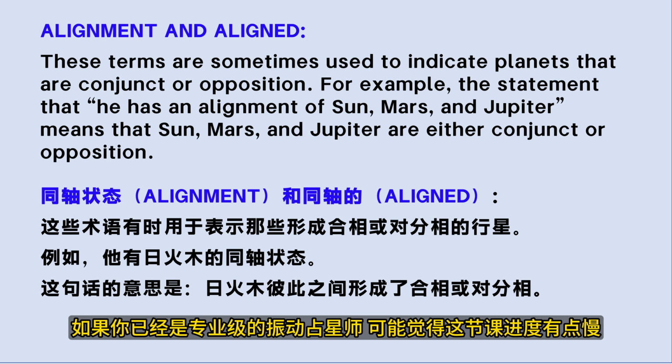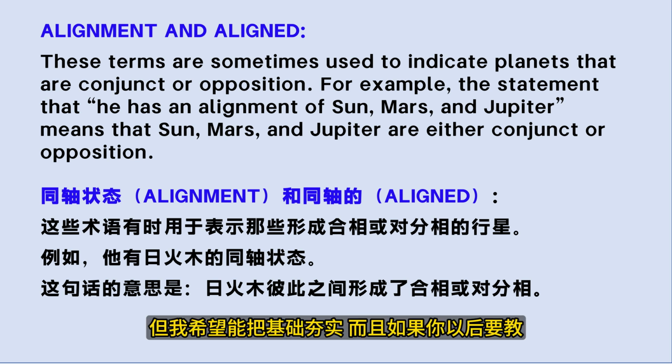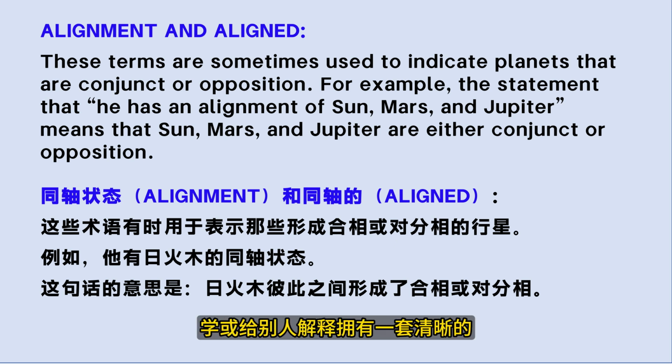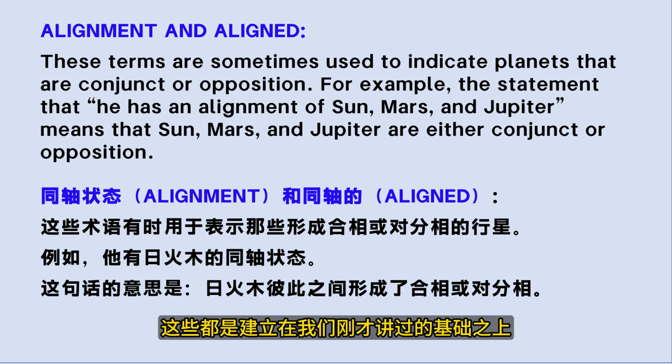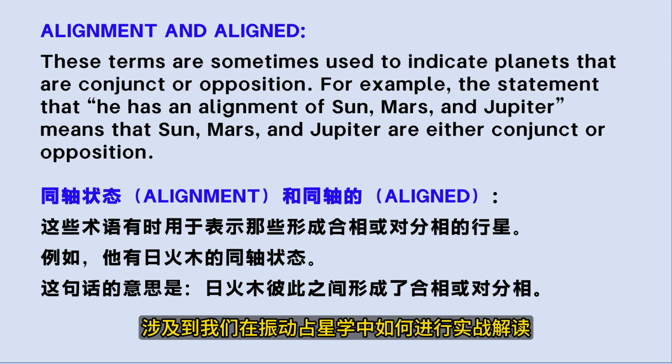So if you're already a professional level vibrational astrologer, and this has been a little bit slow, but hopefully just making everything clear, also helping you when you're trying to explain to somebody, if you're doing teaching, I think it's helpful to have all these guidelines clear. But now we're starting to head into the stuff that's newer and fresher and more specific and builds upon what we've discussed, more specific to the actual interpretation that we do with vibrational astrology.